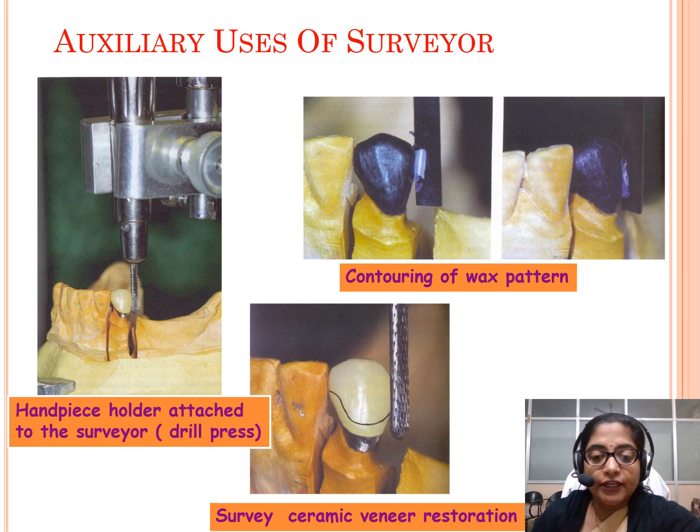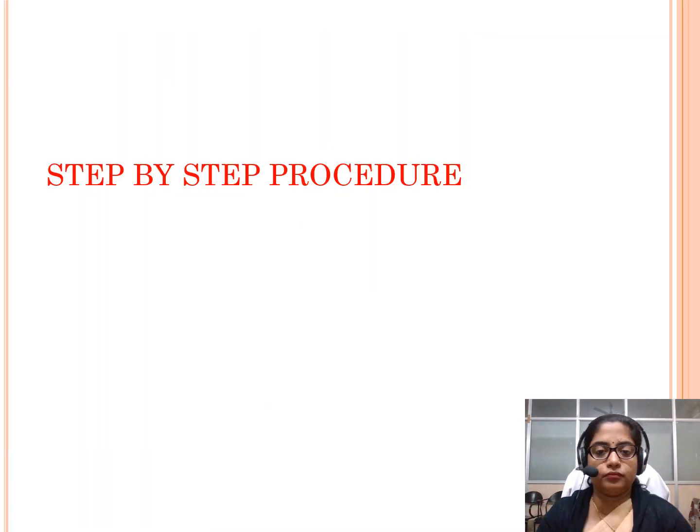Now, coming to the auxiliary uses of the surveyor. Apart from surveying the diagnostic cast and master cast, the surveyor can hold a handpiece and can help in placement of various internal attachments. It can help to contour the wax pattern, it can also help to see the ceramic buildup, and it can help to recontour the metal ceramic crown to the desired shape.